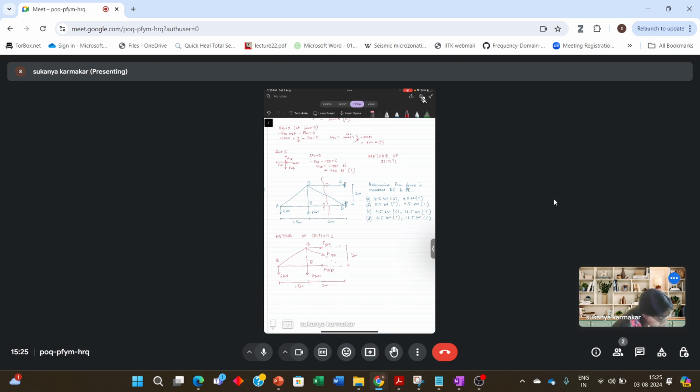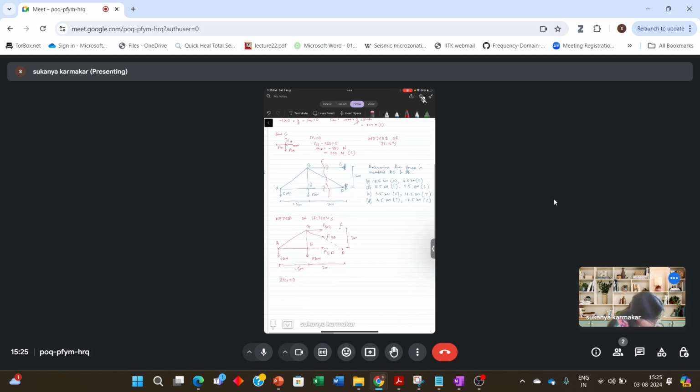And if I take the moment about the point D, then FBD and FDE are passing through the point D. So no moment will be created by them, and I can calculate force FBC. So let's take the moment about point D is equal to 0. Let's consider clockwise moment to be positive.